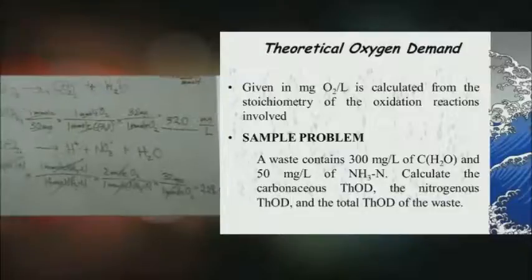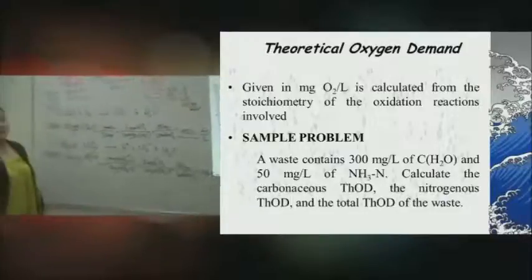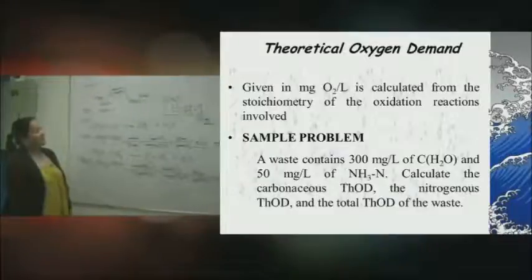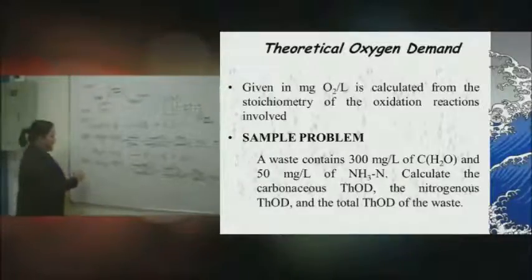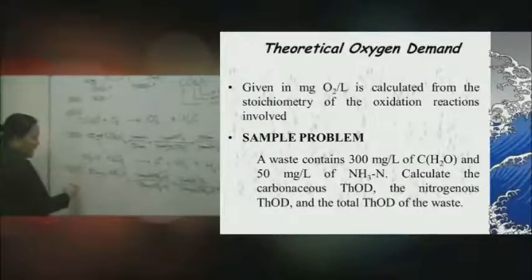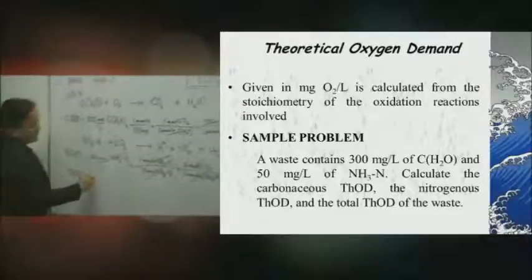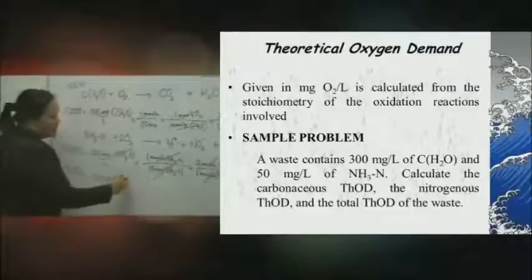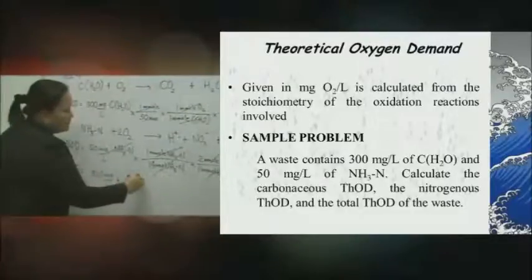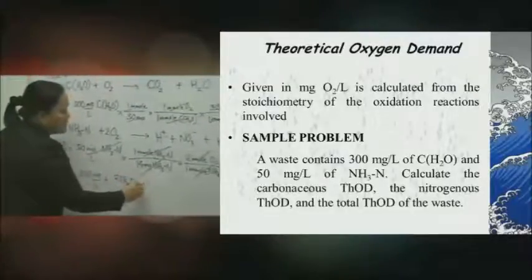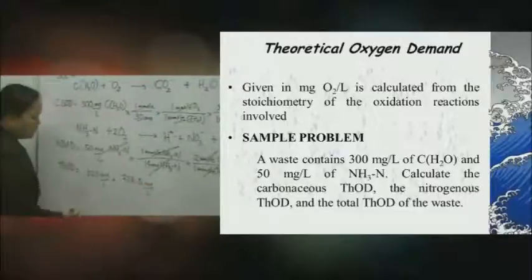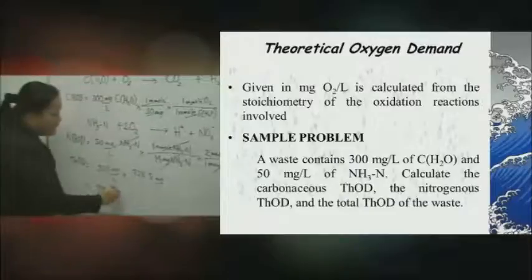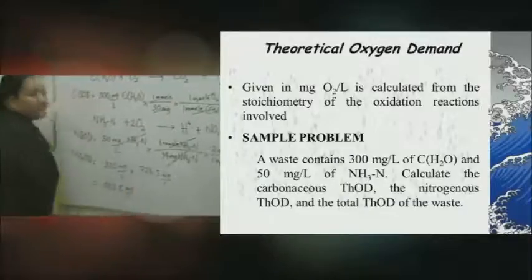The final question would be the theoretical oxygen demand, which represents the combination of the CBOD and NBOD. Therefore, we simply add the two. So you have 320 milligrams per liter plus 228.5 milligrams per liter. This would give you 548.5 milligrams per liter.